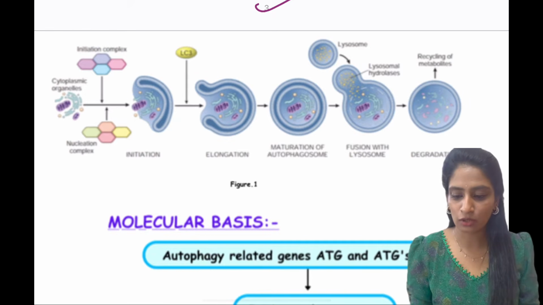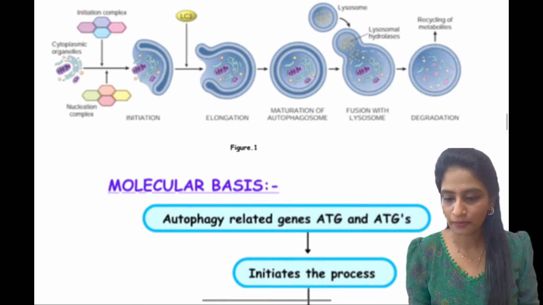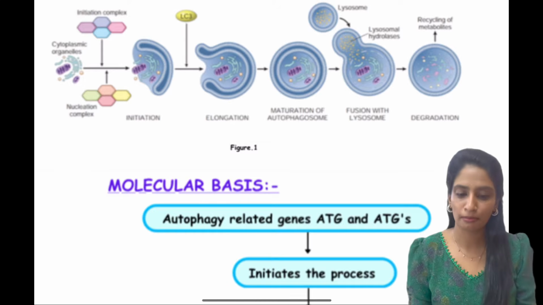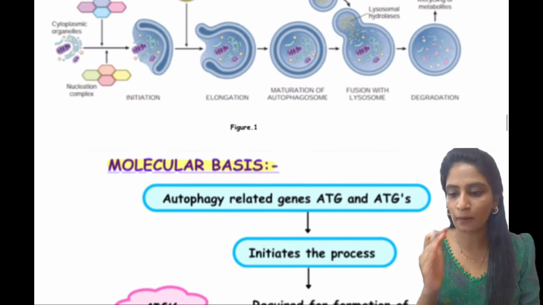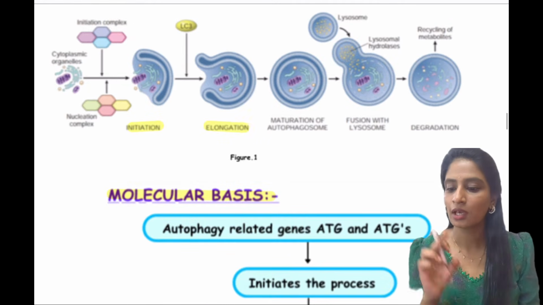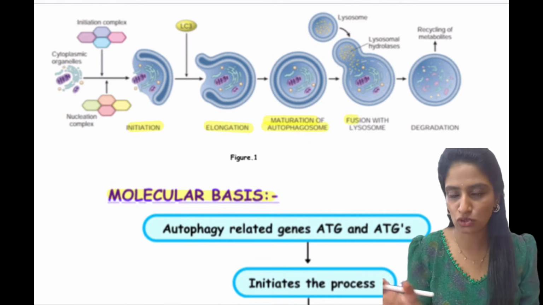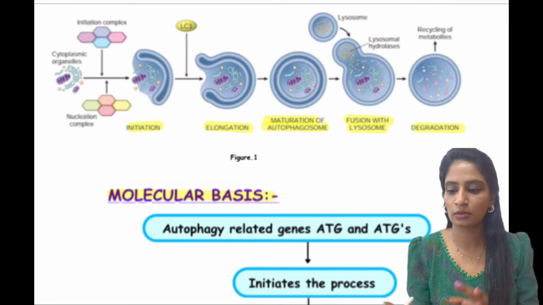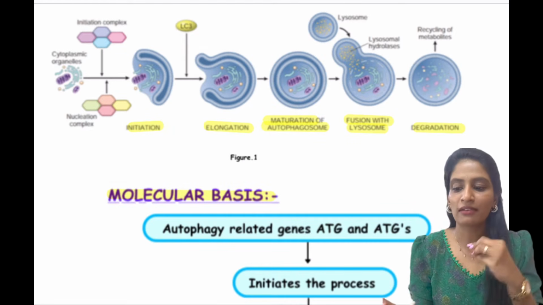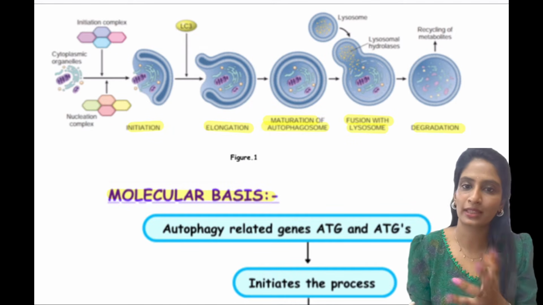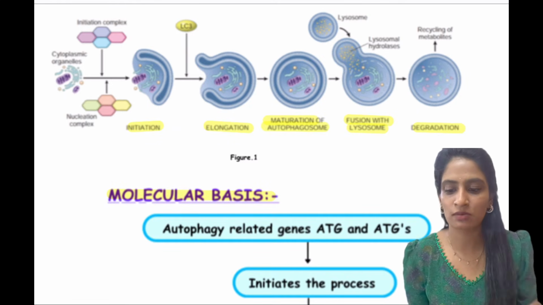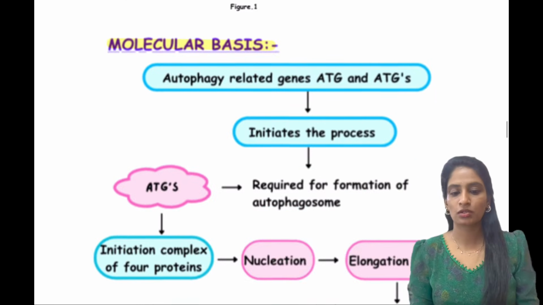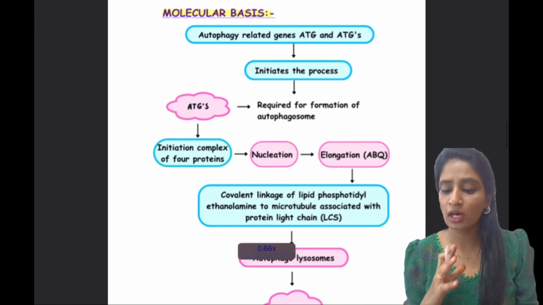Next, you are moving on to the molecular basis of macroautophagy. If you see in this diagram, there is an initiation complex, then comes nucleation, and after nucleation the autophagolysosome is formed. The next one is lysosomal digestion, and finally it leaves a residual body, which will be either completely removed or form the wear and tear pigments.